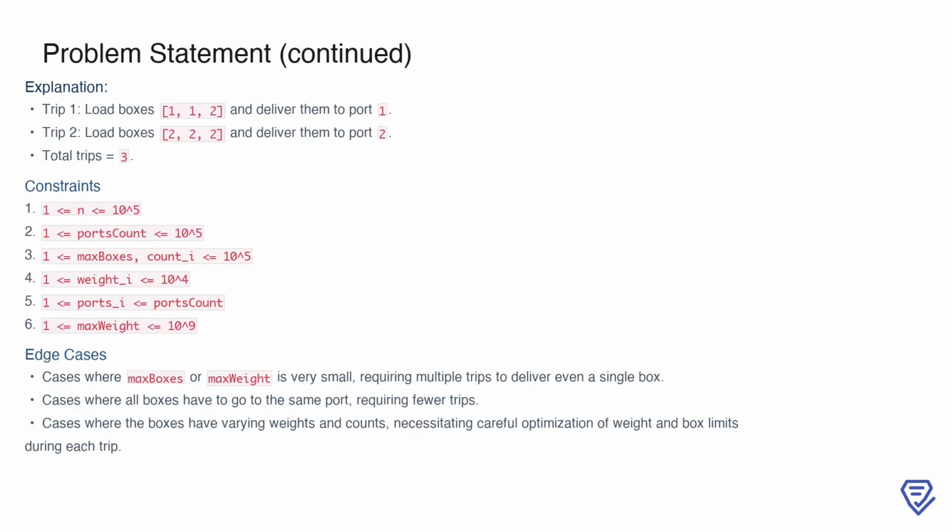Finally, let's consider the constraints. The problem can involve up to 10⁵ boxes or ports, and the weight and box limits can reach very high values, so the solution must be efficient. Edge cases include situations where constraints like max boxes or max weight are very restrictive, forcing multiple trips for even a single box. On the other hand, if all boxes are destined for the same port, fewer trips are needed. Varying weights and counts across boxes also require careful planning to optimize the trips effectively.